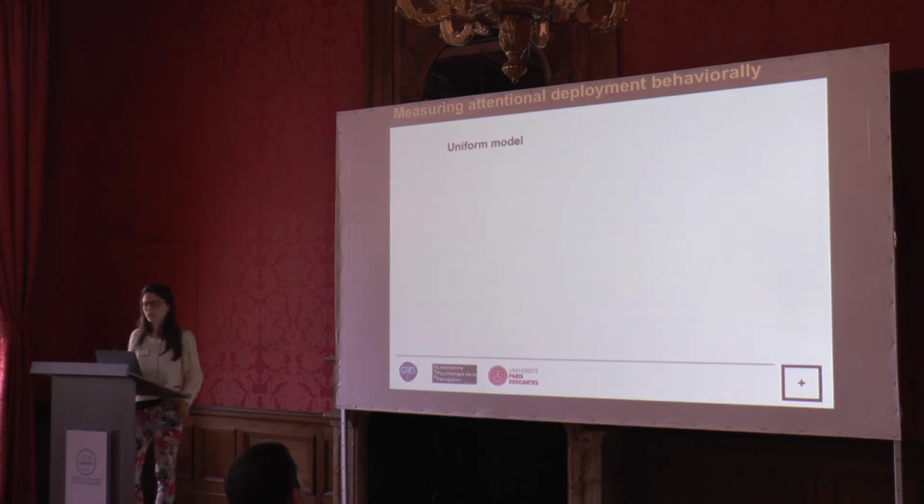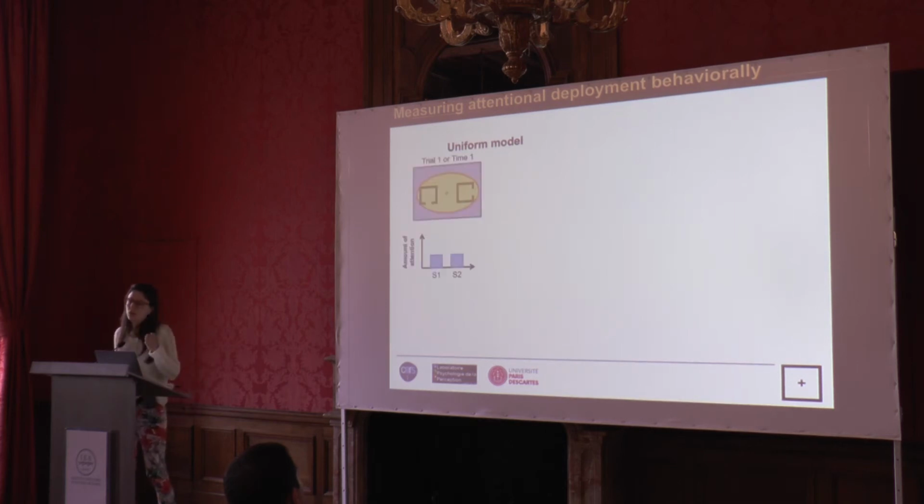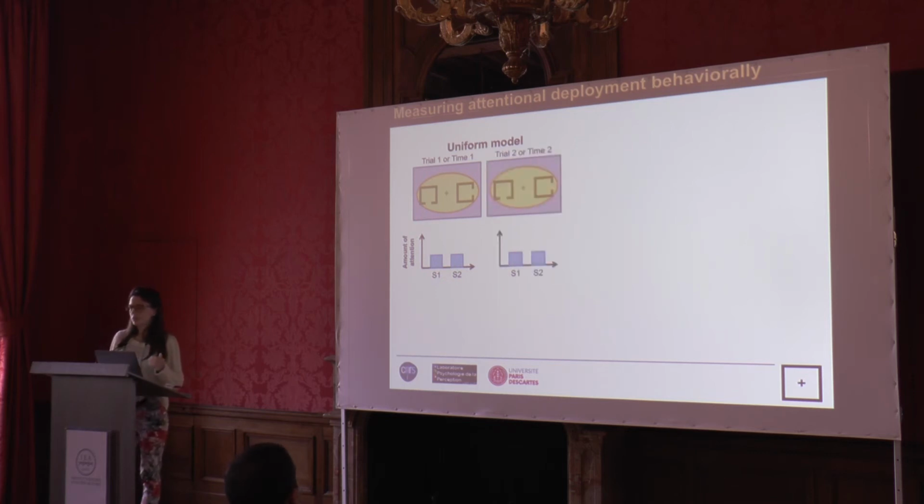Now, in the uniform model, imagine that at one trial or at one given time point, attention is uniformly on both of them, meaning there's the same amount of attention on stimulus 1 and stimulus 2. At the next trial or at the next time point, it's going to be the same. So if you measure performance at the end of your experiment, your average performance is going to be the same for stimulus 1 and stimulus 2.